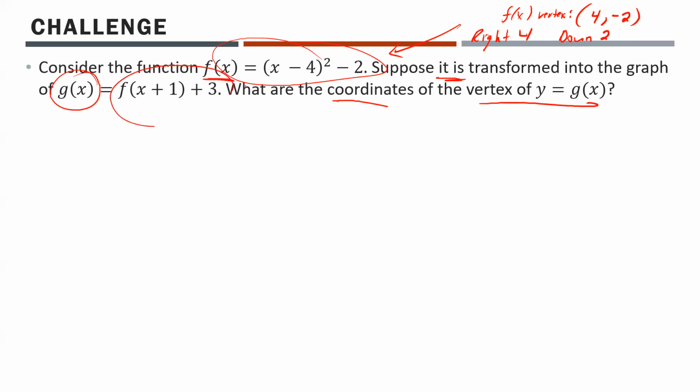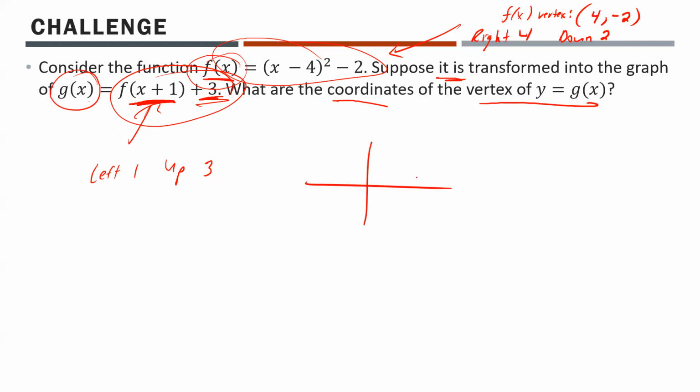What we're looking at on this function is we're seeing that we have an x plus 1 and then a plus 3. Now, if you put this into words, it might make it a little clearer. What g of x is doing to f of x is it's moving f of x left 1 and up 3. So left 1 is because of this inside stuff here. Up 3 is because of this outside stuff here.